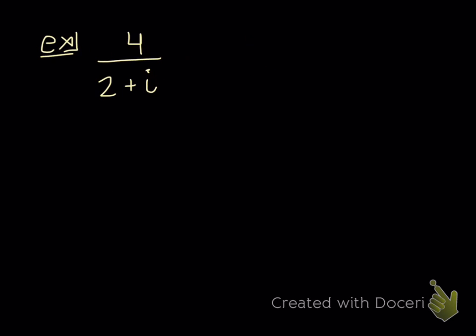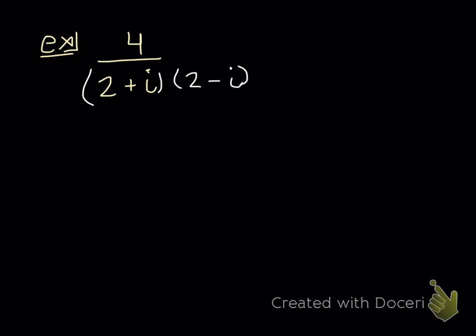So for our first example, I have 4 divided by 2 plus i. So division of complex numbers really is not division at all. It's actually going to be multiplication, and we multiply by the conjugate. So we're only worried about the denominator for these. So I need to identify the conjugate of the denominator. So the conjugate will become 2 minus i.